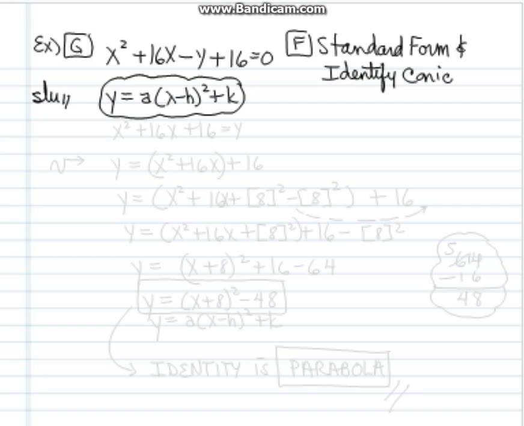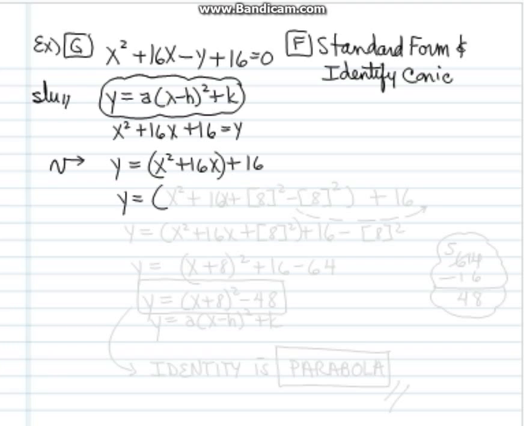Let's move the y to the other side. We'll have x squared plus 16x plus 16 equals y. Now let's turn that backwards. y equals x squared plus 16x plus 16. Now let's put the x squared and x together in a parenthesis. We don't need to factor anything out of the parenthesis because the coefficient of x squared is just 1.